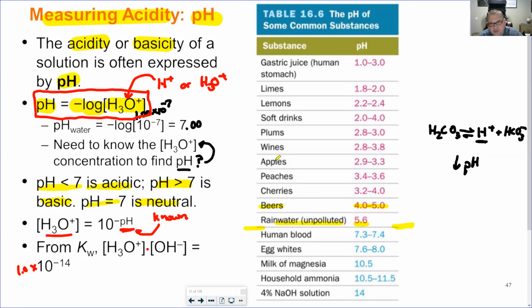Some of the fruits are a little bit more acidic. So apples, peaches, and cherries range from pH 2.9 to, on the upper end, almost 4, but they're all acidic. Most of the wines that you would drink are in the neighborhood of pH 3. Some fruits are pretty acidic. A plum is typically a little bit below 3.